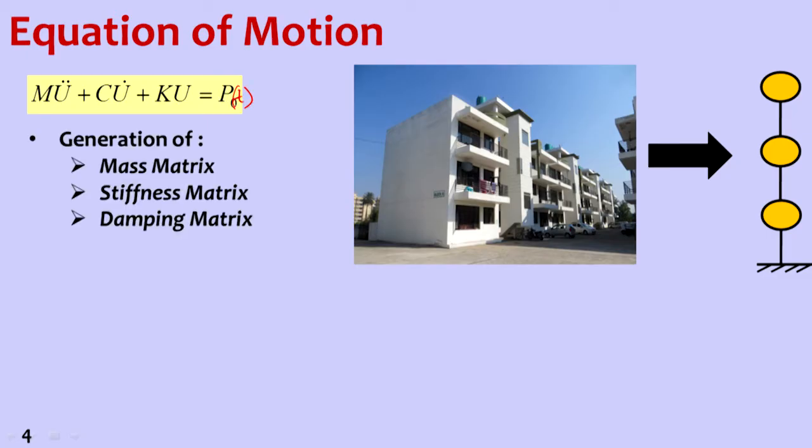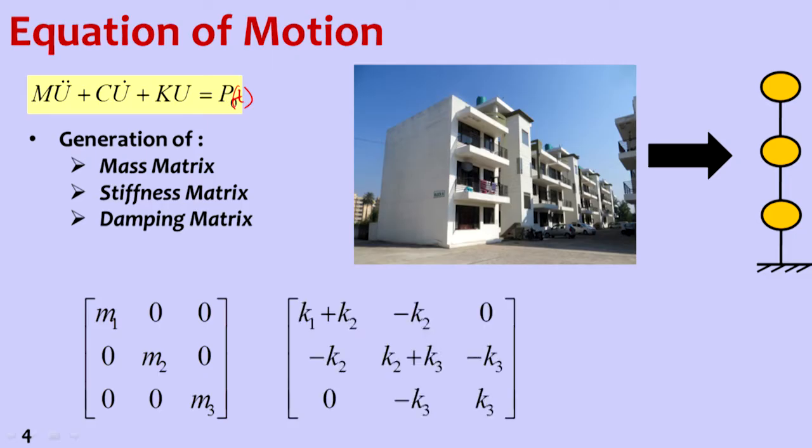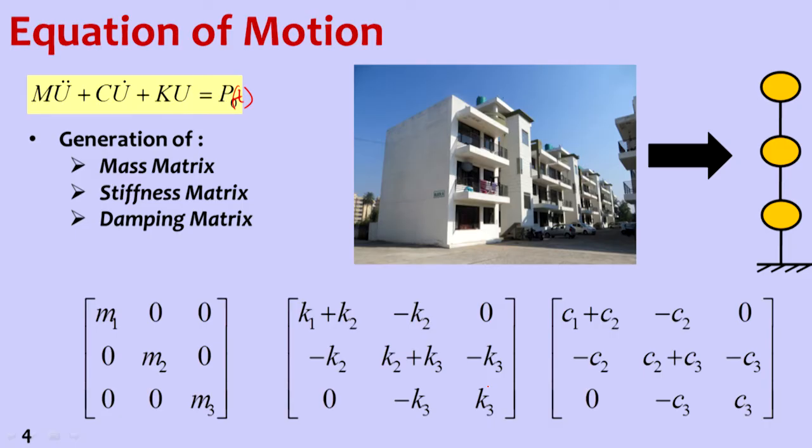Now, we have discussed already how to generate the mass matrix, the stiffness matrix and the damping matrix. The mass matrix is M1, M2 and M3 with off diagonal terms as 0. The stiffness matrix is K1 plus K2, minus K2, 0; minus K2, K1 plus K2 plus K3, minus K3; and 0, minus K3, K3. The damping matrix is in a similar manner to the stiffness matrix. So, these are 3 matrices: mass matrix, stiffness matrix and damping matrix.